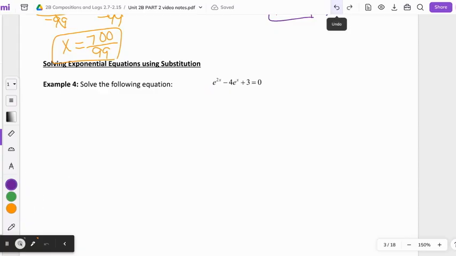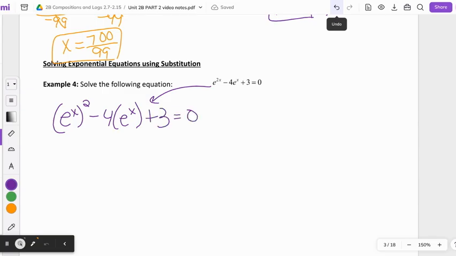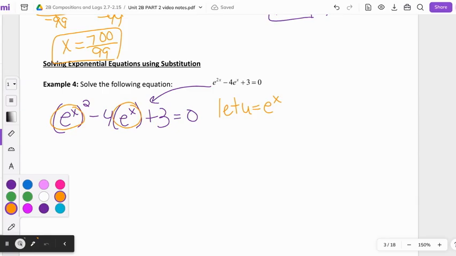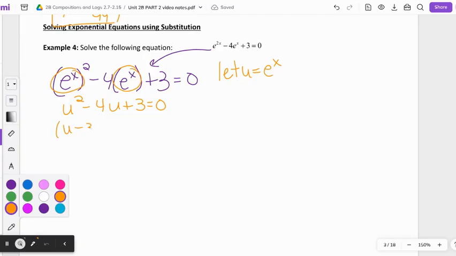So what I kind of want to look at is I could rewrite this. I'm going to bring it over here so I have space. Like e to the x squared minus 4 e to the x plus 3. I'm just kind of isolating the e to the x quantity. If you look at it that way, I have something squared minus 4 times something plus 3. It's like a quadratic. So we're going to do what we call a u substitution. And I'm going to say let u equal e to the x so I can replace it in my equation. And look at that. We now have a nice little quadratic that we can factor. Solve.